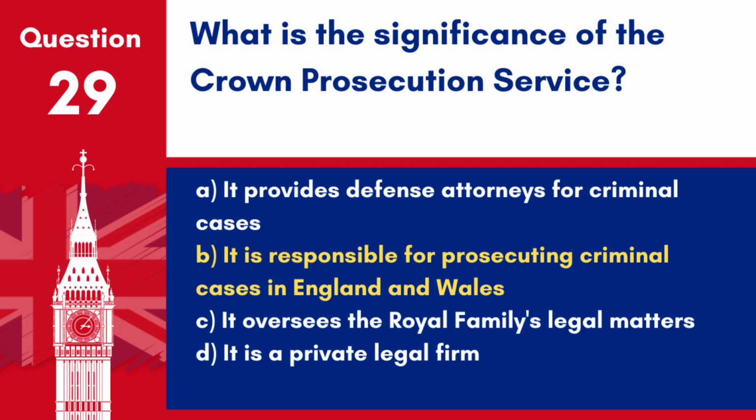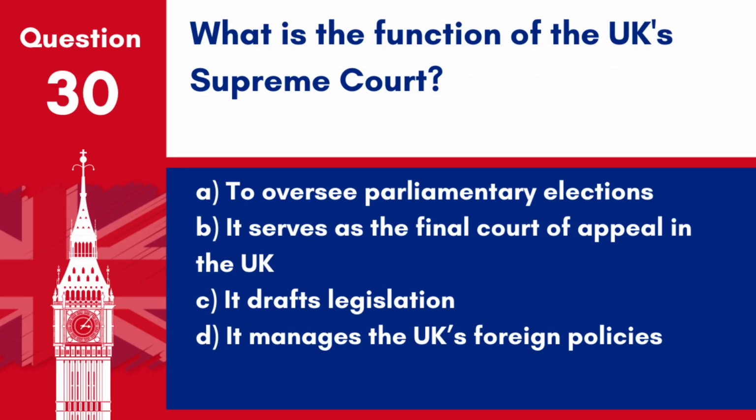Question 30. What is the function of the UK's Supreme Court? A. To oversee parliamentary elections. B. It serves as the final court of appeal in the UK. C. It drafts legislation. D. It manages the UK's foreign policies.